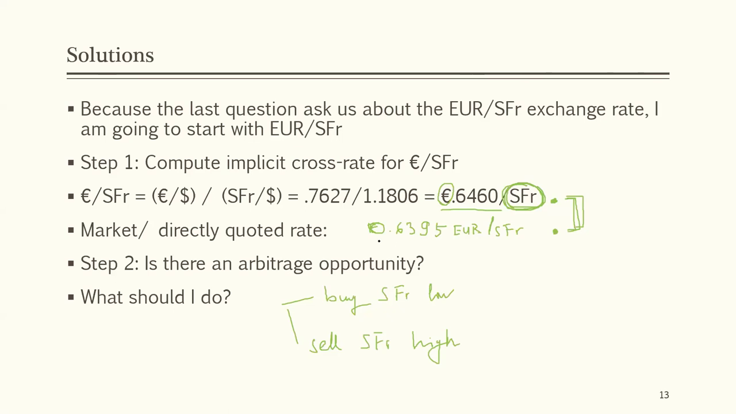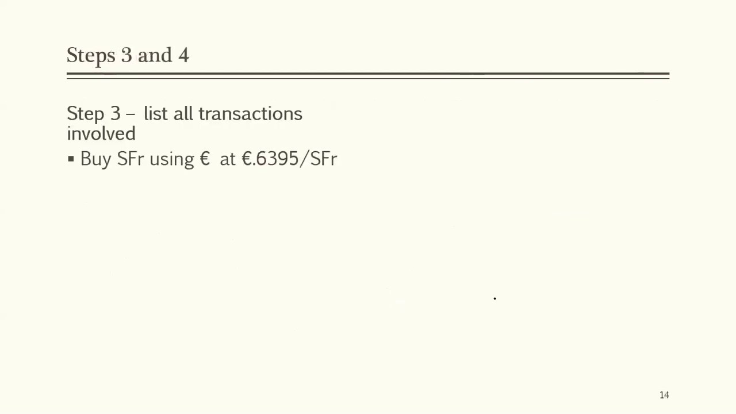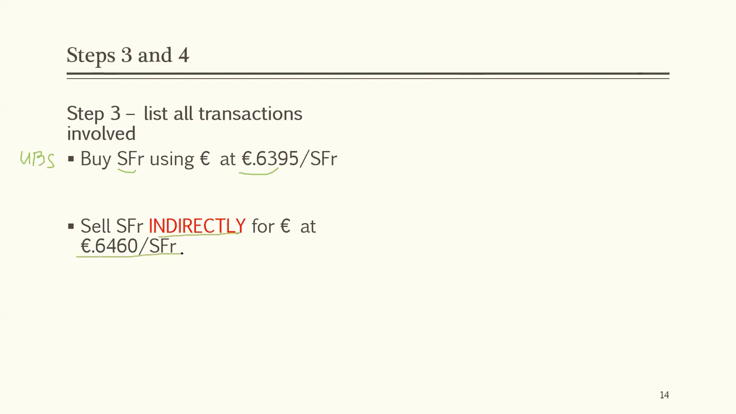So if I want to buy the franc, I want to buy low. So I'll be looking at buying the franc at 0.6395 euro. At the same time, I'll be selling the franc for 0.6460 euro and I will earn the spread in between, okay? In other words, I want to buy the franc at the low rate. So this is from UBS, okay? At the same time, I need to sell the franc for the euro indirectly at the cross rate, okay?